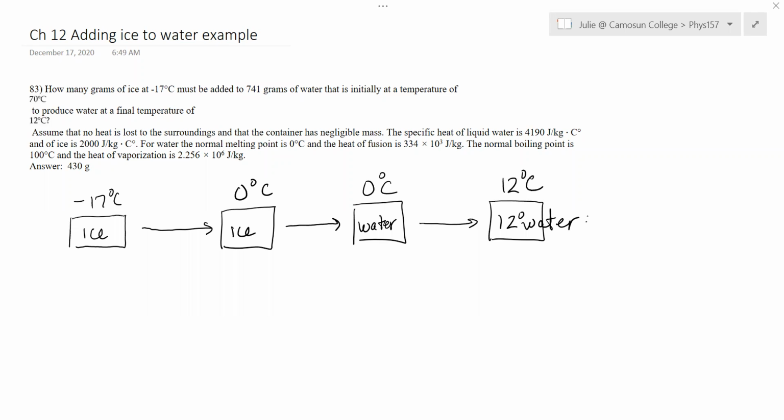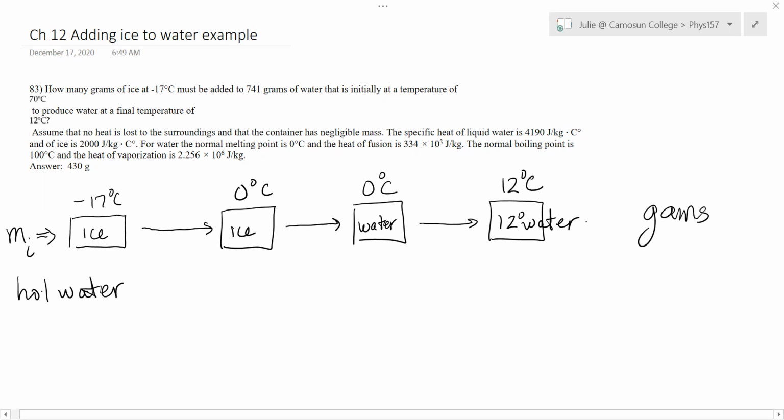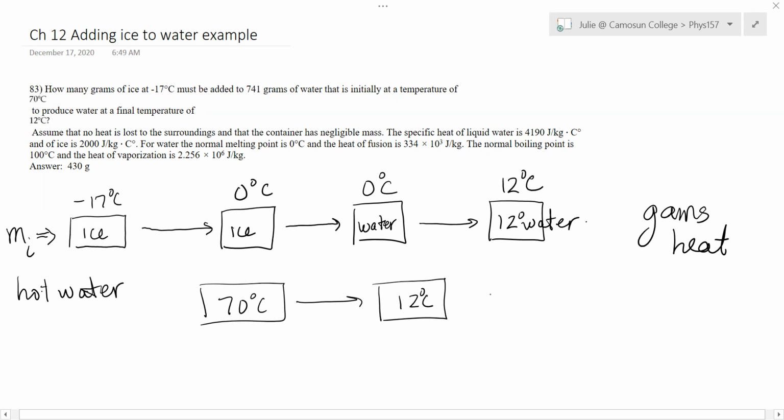Okay, so that is going to require heat, and that heat is going to come from the hot water. So that's for the ice. And this is the mass of ice. It's the same mass for the whole time. Now the hot water, it's going to lose heat. So the ice is a gainer. So this gains heat. And the hot water is a loser. And so it starts at 70 and remains water down to 12. And so this loses heat. And calorimetry says heat lost equals heat gained.